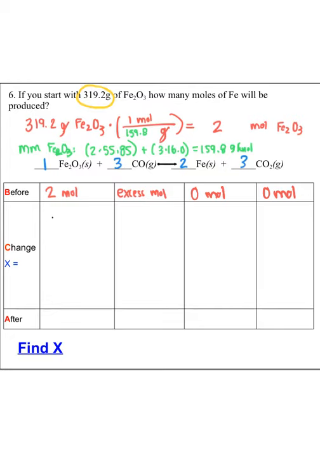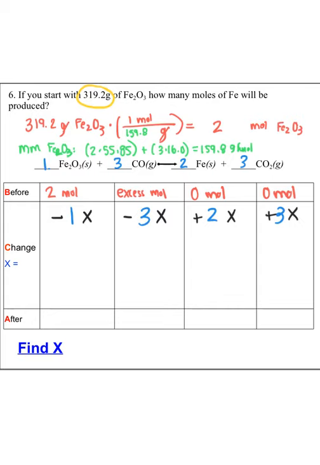Now we can do our change boxes. So we're going to do minus some proportion of X, minus some proportion of X, because those are getting used up, plus some proportion of X, plus some proportion of X. What do we multiply by? Well, we use the recipe, which is the balanced equation. We call that the stoichiometry. So minus 1 times X, minus 3X, 2X, and 3X, all of that coming from the balanced equation. So now let's find my X.